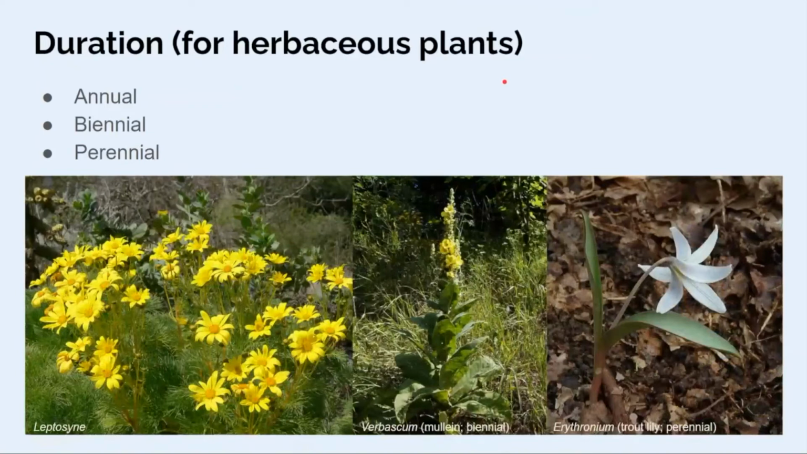All right, so we pretty well covered duration. So these are herbaceous plants, annual, perennial. Biennial is relatively rare. These are plants that take 2 years to complete their growth. So the one in the middle there, that's one you might be familiar with, mullein.